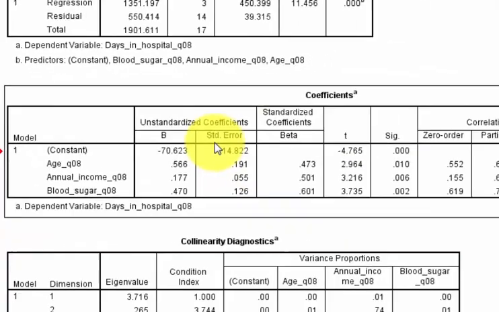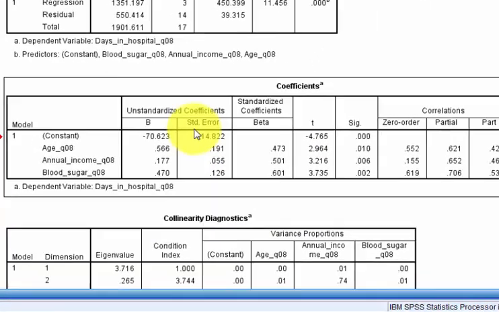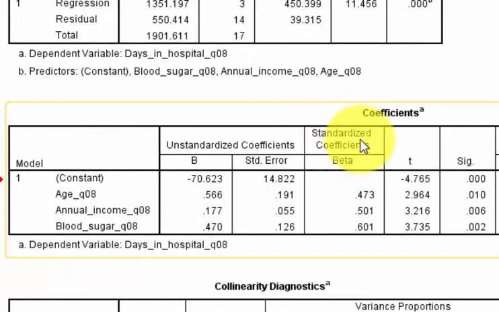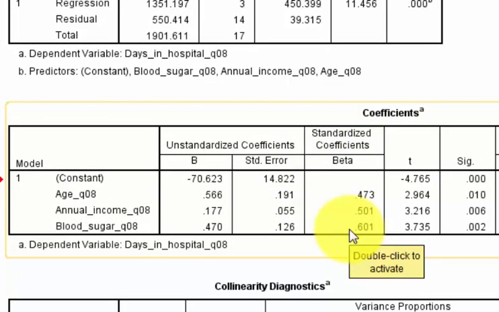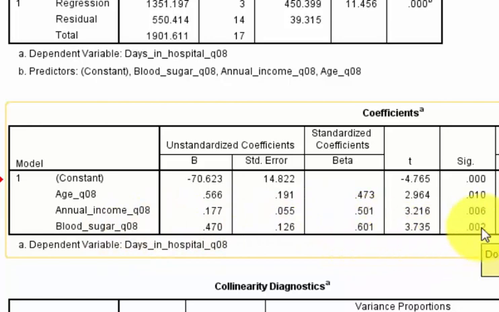And this is your coefficients box. This is an important box. You look at the standardized coefficients, the beta weights, that's what we call them, and it puts them in ranking order of whoever is the strongest predictor. So according to this, blood sugar is the strongest predictor. It's significant. Coming up, number 2 is annual income, how much a person makes. That too is significant, and age is also significant.